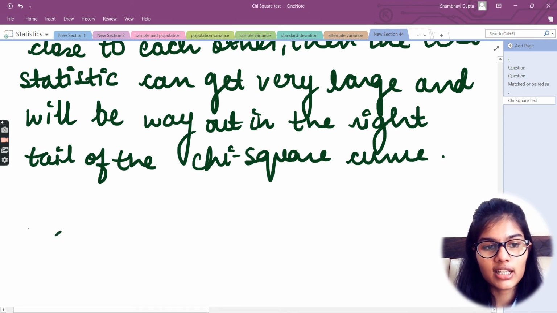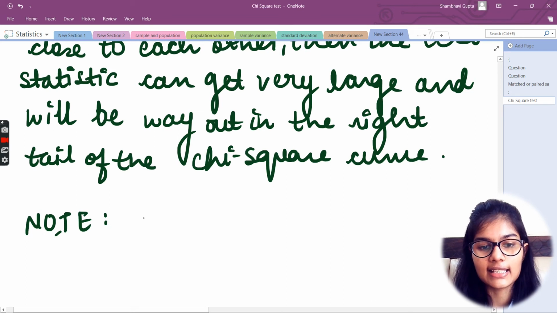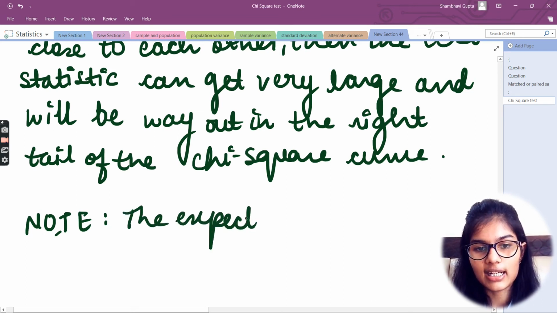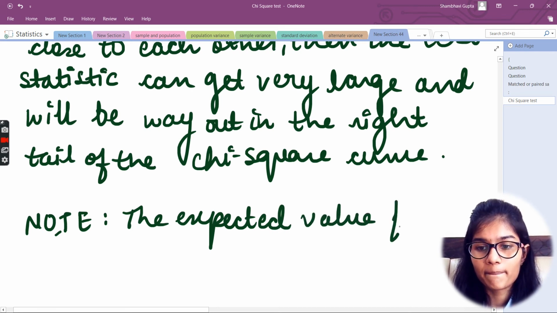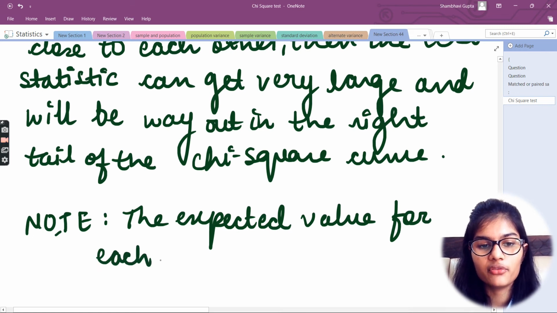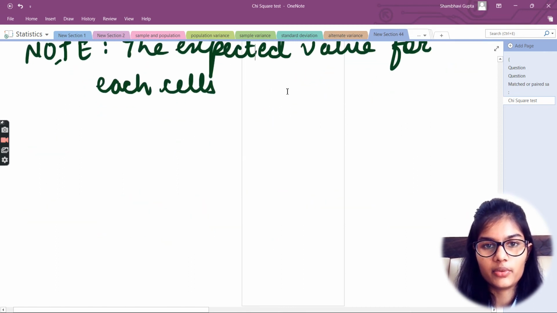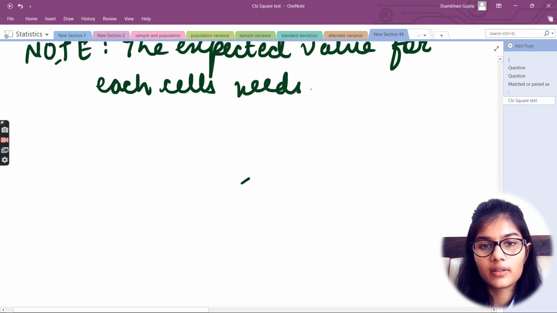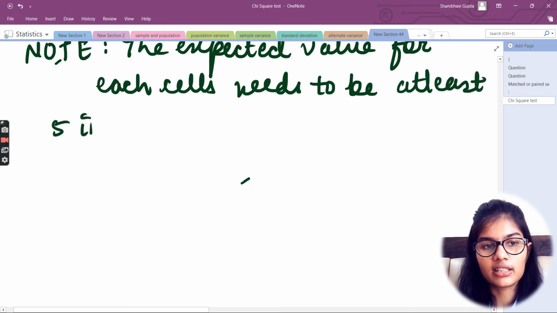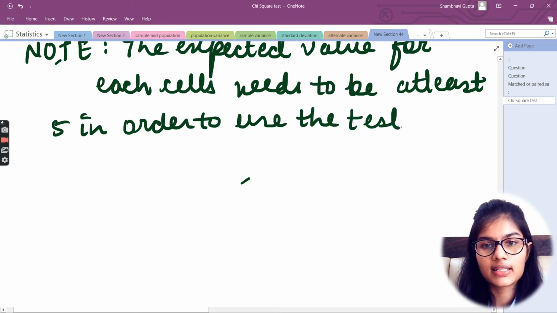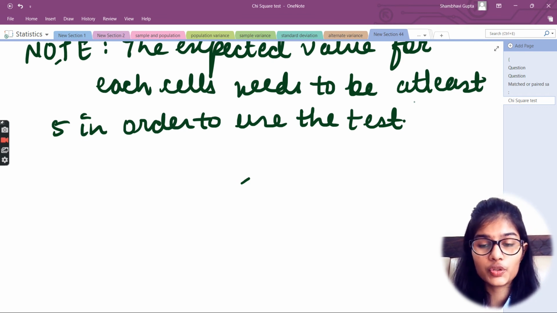Now here I have a note to be written. The note is that the expected value for each cell needs to be at least 5 in order to use the test. So here we have a note that the expected value for each cell needs to be at least 5 in order to use that test.